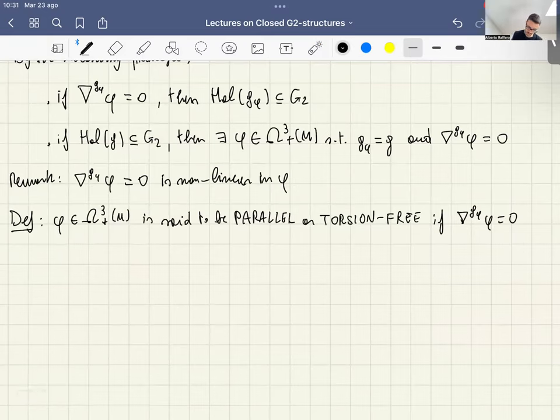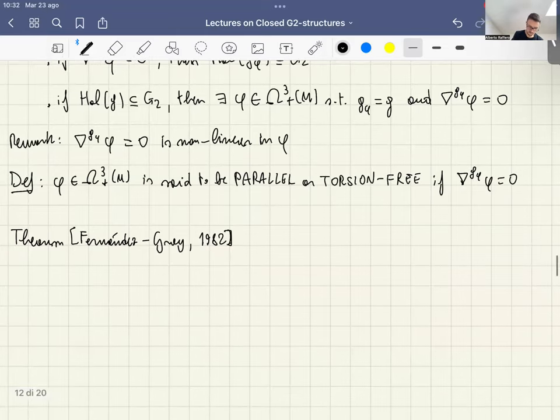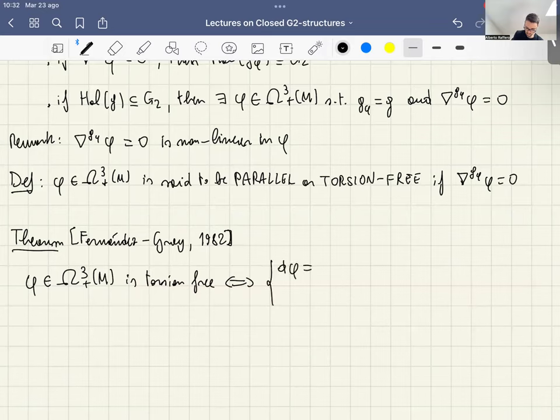Now, this is the condition, and actually there is a nicer way to rewrite this condition here, which was proved by Fernandez and Gray in 1982, that tells you that if you have a G2 structure phi, then it is torsion free or parallel if and only if the three form is both closed and co-closed, which are two conditions that are, let's say, in some sense, better to use compared with the condition requiring the three form to be parallel.